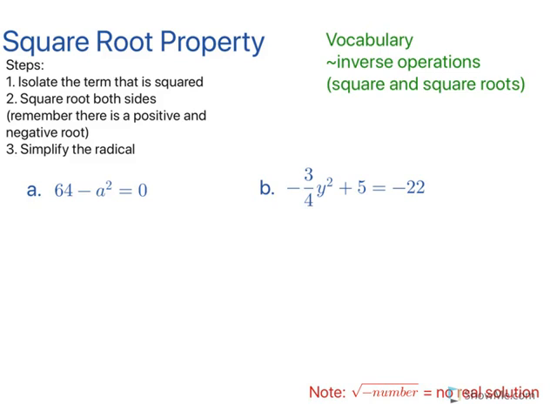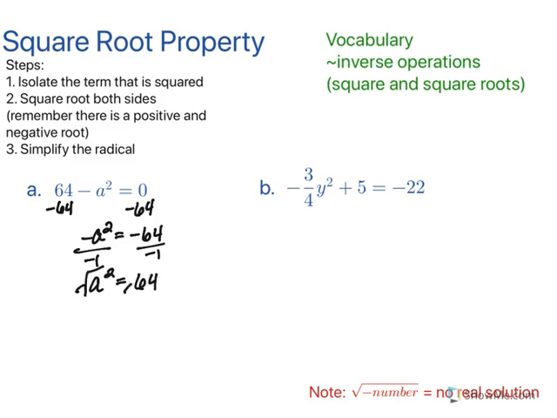Let's start with this first example. Here we have 64 minus a squared is equal to 0. We're going to begin by subtracting both sides by 64 so that we can begin to get the a squared by itself. So when we do that, we're left with negative a squared is equal to negative 64. Then our goal is to divide both sides by negative 1. And that would give me a squared is equal to 64.